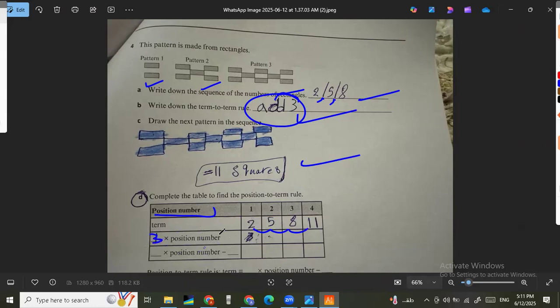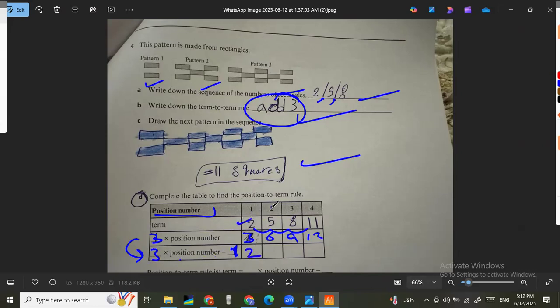So let's do it: 3 times the position number when it's 1. 3 times 1 is 3. 3 times 2 is 6. 3 times 3 is 9. And 3 times 4 is 12. That is correct so far. I'm going to repeat the same thing: it's 3 times the position number. But mister, 3 times the position number doesn't give me the term. The term is actually 2. When you say 3 times 1, it's 3, not 2. Oh, so I need to minus 1. Look at that. 3 times 1 is 3, minus 1 is 2.